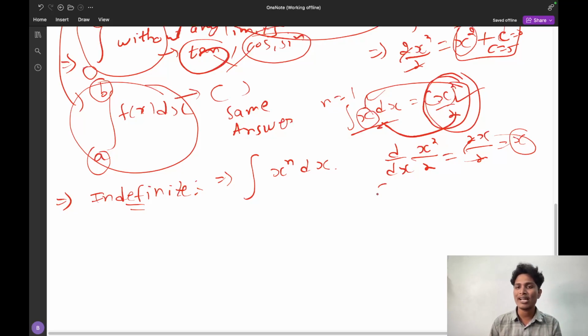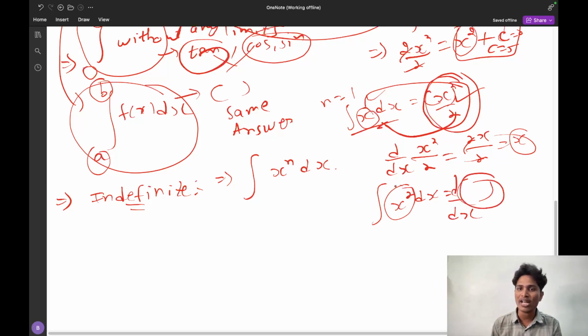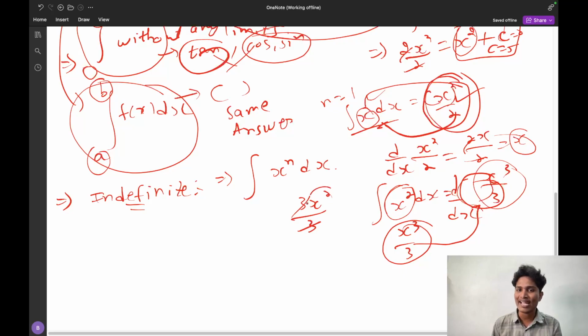So in order to get x as the integrand, we write x square by 2. Suppose the integration is x square dx. We think the same way: what value do I have to differentiate in order to get x square? The answer is x cube by 3. When x cube by 3 is differentiated, I get 3x square by 3, the 3 cancels, and I get x square.